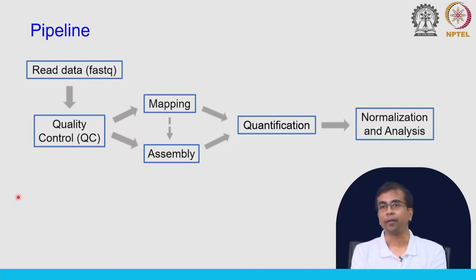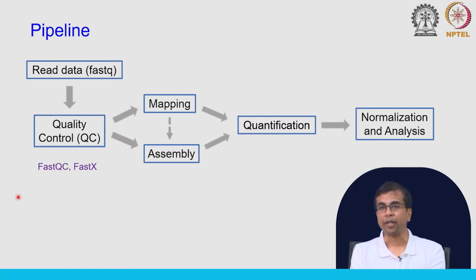And once you have done the normalization, we can then do the downstream analysis, whether we are looking at isoform discovery or whether we are going to do the differential gene expression analysis. So, that is what we can do after we have done the normalization. Again, we will talk about them in the subsequent classes.